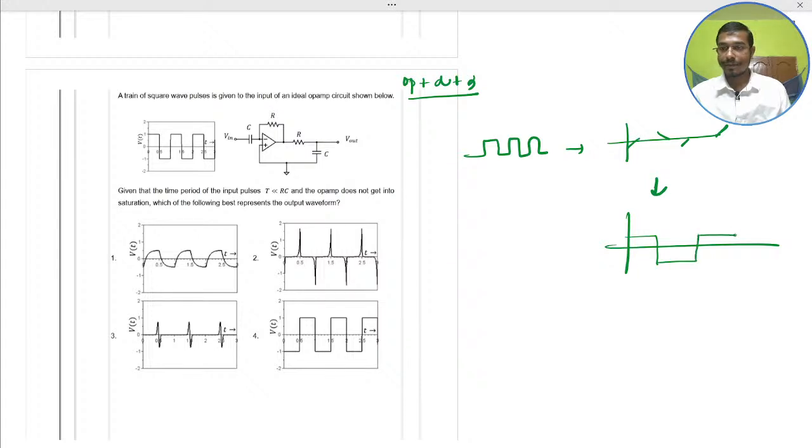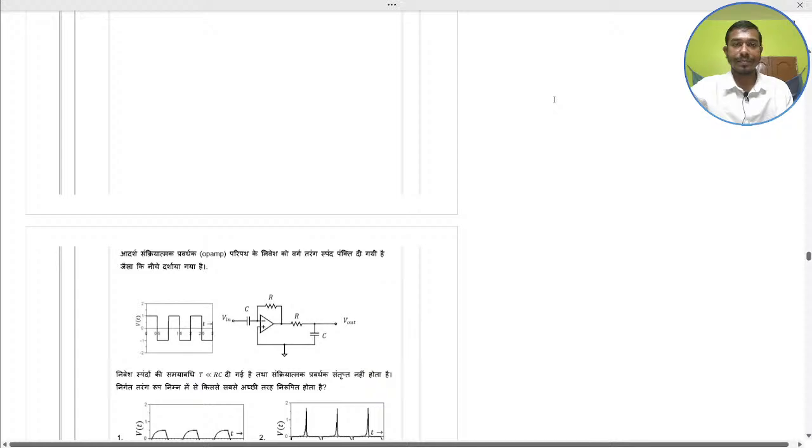This one. So here option 4 would be the correct one. This one. Next, go ahead.